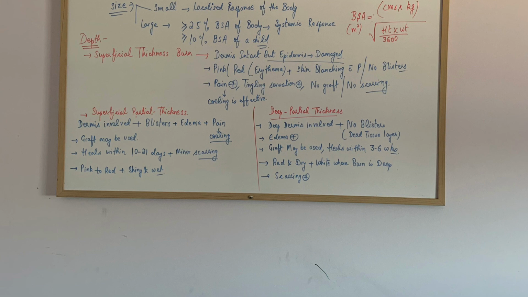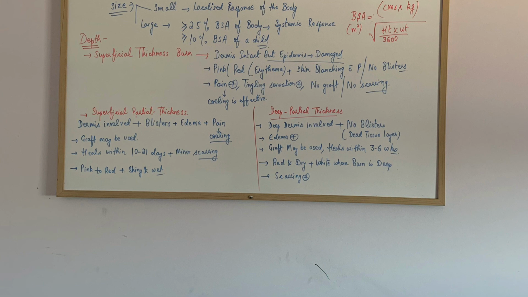The total body surface area can be measured by a formula: height multiplied by weight, divided by 3600, and then we take the square root. So it is the square root of height into weight upon 3600. The height has to be in centimeters, not in meters or feet, and the weight has to be in kilograms, not pounds. The value which comes out is in meter square.